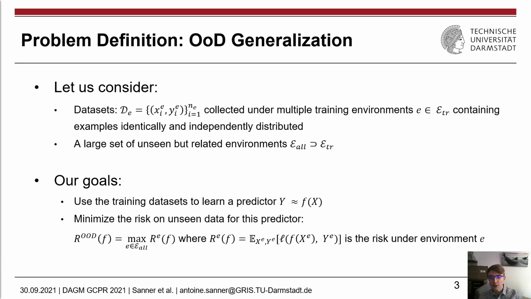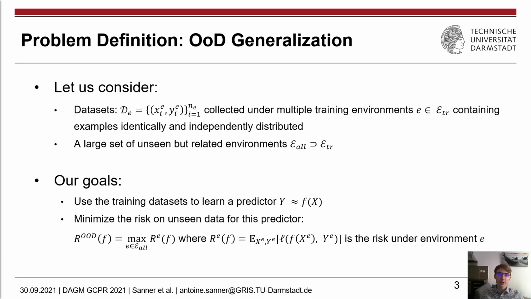Our goal is to use this training data to learn a predictor which will minimize the risk on unseen data. The risk for one environment is simply defined as the expected loss for the predictions on this environment.